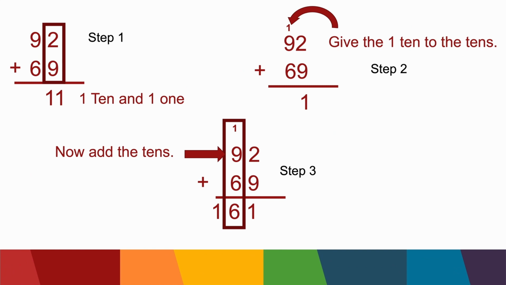92 plus 69. Step 1. We add up the ones column. 2 plus 9 equals 11. 11 is actually 1 ten and 1 one. Step 2. We give the 1 ten to the tens column, and we bring down the 1. Step 3. Now we add up the tens column. 1 plus 9 plus 6 equals 16. 16 is in the hundreds column and the tens column. 92 plus 69 equals 161.